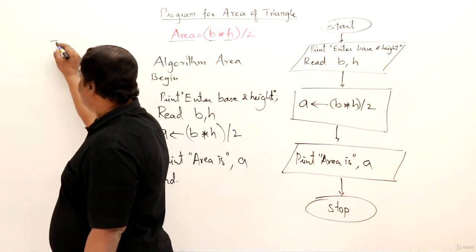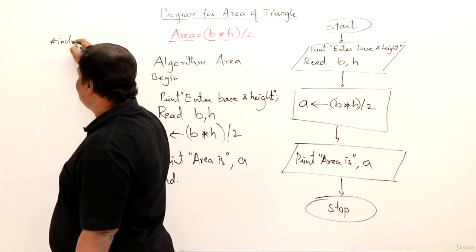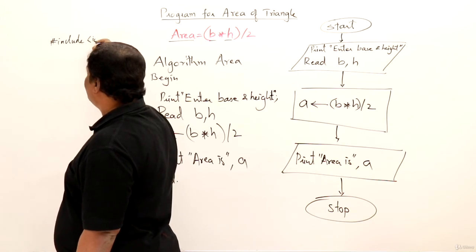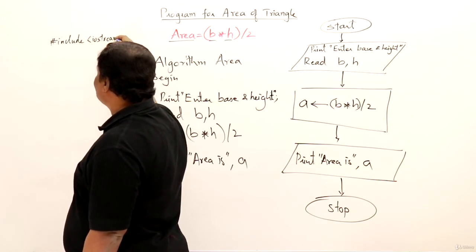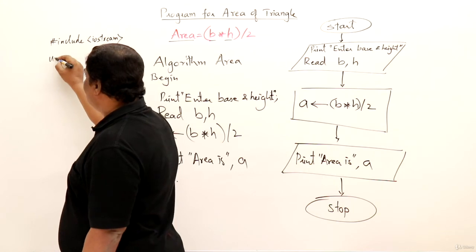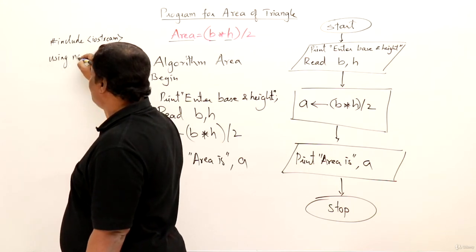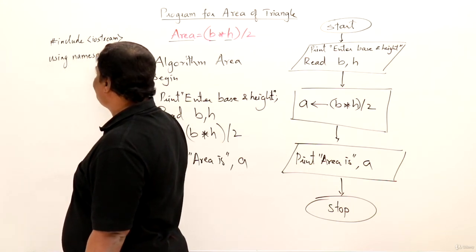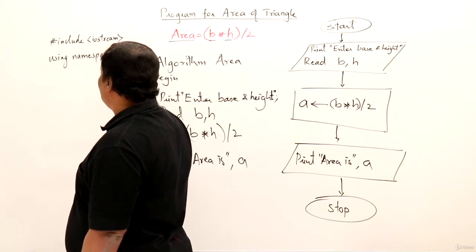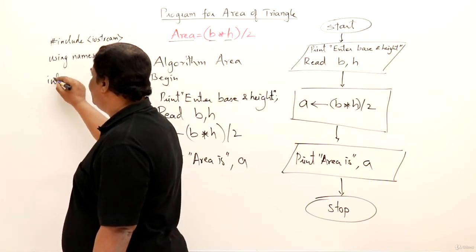So first thing is hash include. I should include a header file, that is iostream. Hash include iostream. Then using namespace, right? Using namespace std I have to write down. Then the next thing is the int main function.